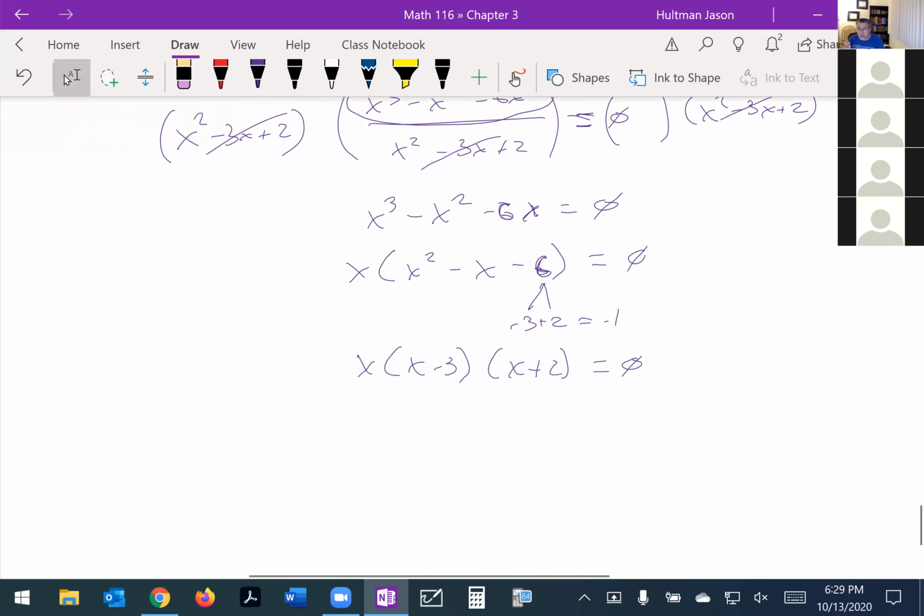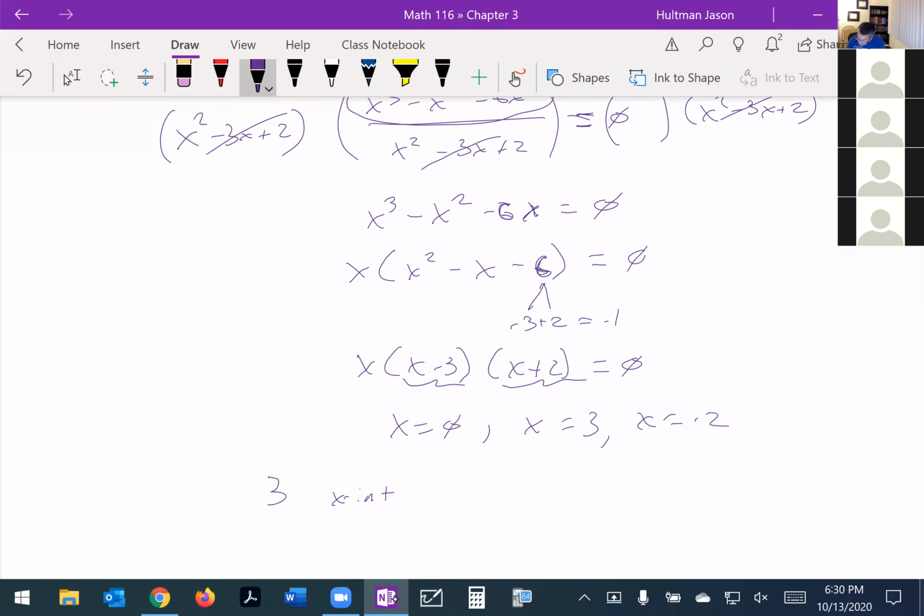Now, this gives me 3 solutions. This tells me that x equals 0, x equals 3, because if I plug a 3 in here, it gives me 0, and x equals -2. That means there are 3 x-intercepts. That's a lot. There are 3 x-intercepts.